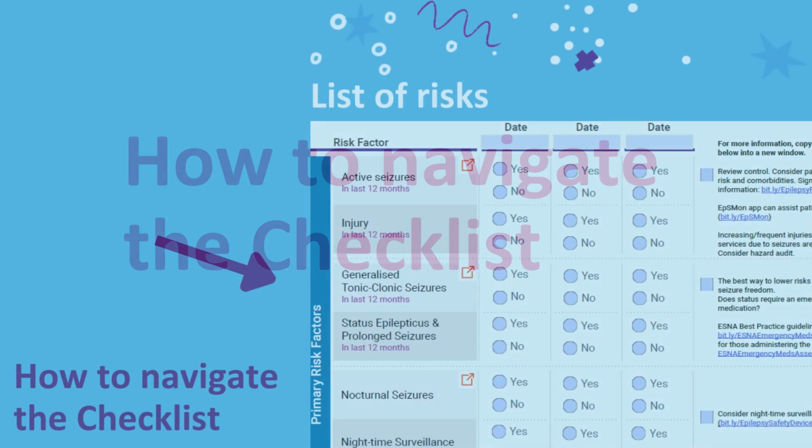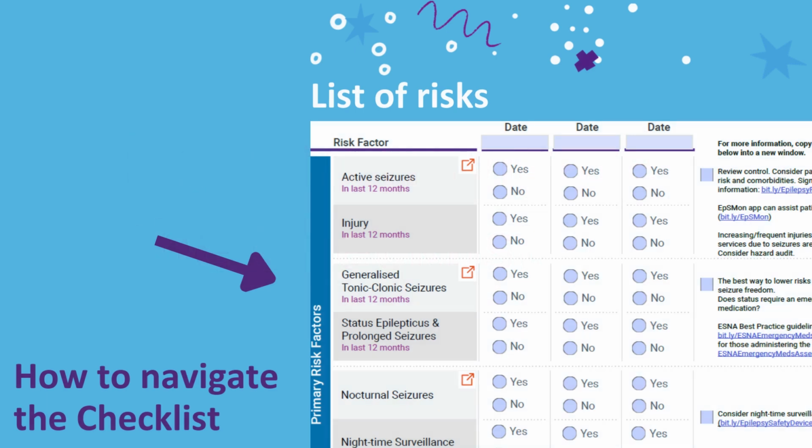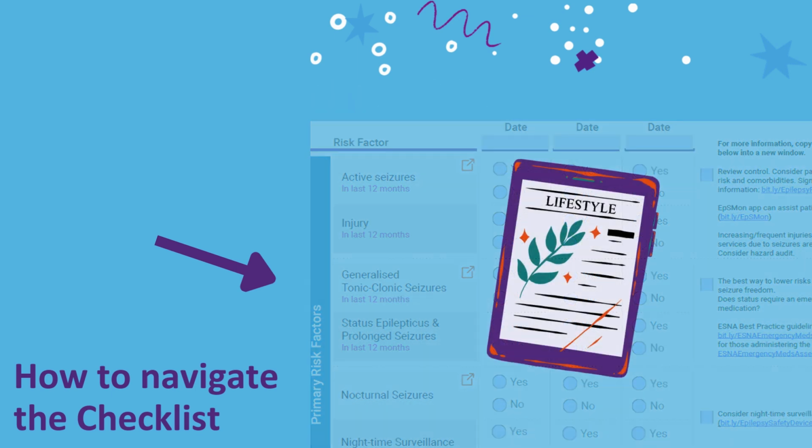On the left-hand side are the key risk factors flagged by research as being important for health professionals, people with epilepsy and their family to know. The checklist always begins by looking at seizure-related factors, as we know that getting control of seizures is a key step to reducing risk of premature death. Other factors are also important to consider, such as lifestyle, well-being and other health factors.